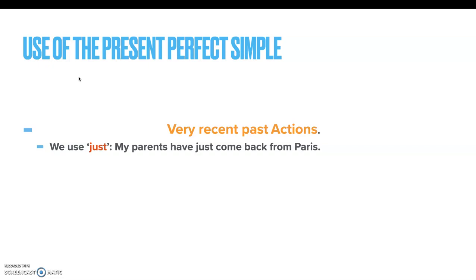Finally, we use the present perfect simple to talk about very recent past actions, as we saw with the example of just. We need the particle just here. For example, another example is, my parents have just come back from Paris. Mis padres acaban de volver de París.